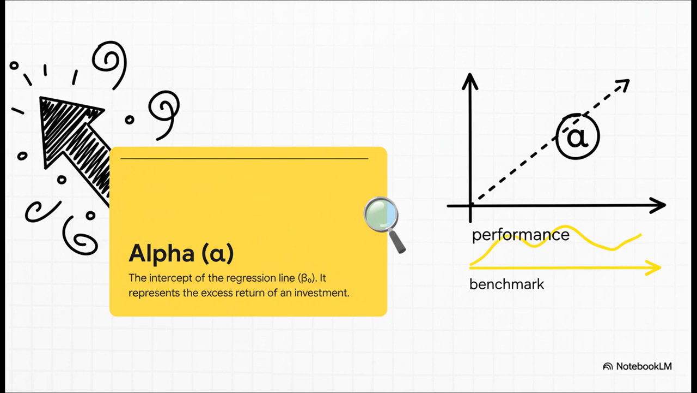Okay, and now for the one everyone's hunting for, alpha. That's our intercept, remember? Beta 0. Alpha is what's left over. It's the performance that can't be explained by the market. So if a stock has a positive alpha, it means it's delivering returns above and beyond what its risk level, its beta, would suggest. It's the secret sauce.